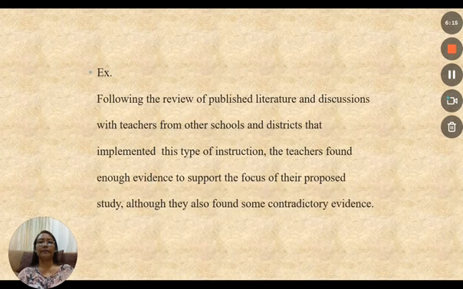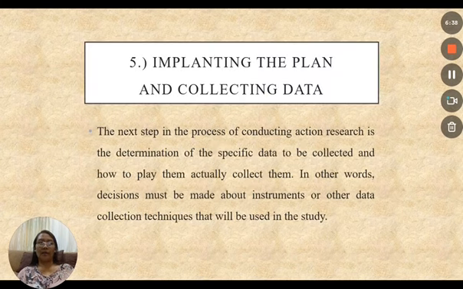Example: following the review of the published literature, discussions with teachers from other schools and districts that implement this type of instruction, the teachers found enough evidence to support the focus of their proposed study, although they also found some contradictory evidence. Then we have number 5, implementing the plan and collecting data.